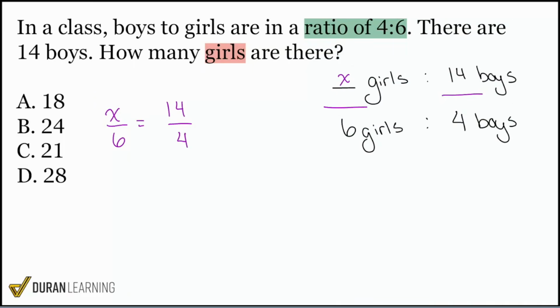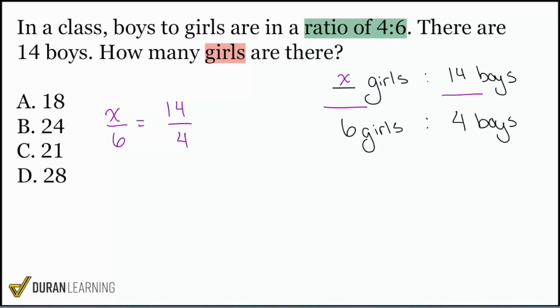That's how a proportion is done. Again, just write those fractions and set them equal to each other and you're done. You just have to make sure first that you're comparing the same things in the same way. Girls to boys, all good to go. Now that we're here, we have x over 6 equals 14 over 4.